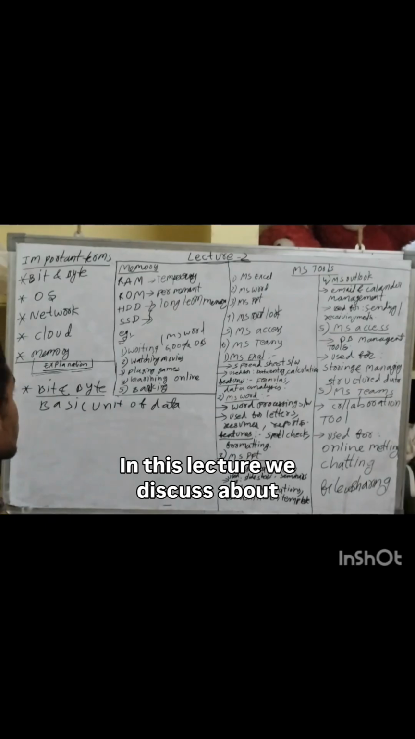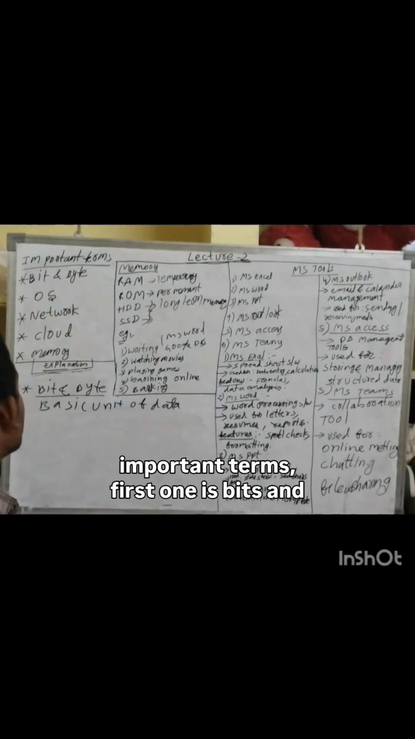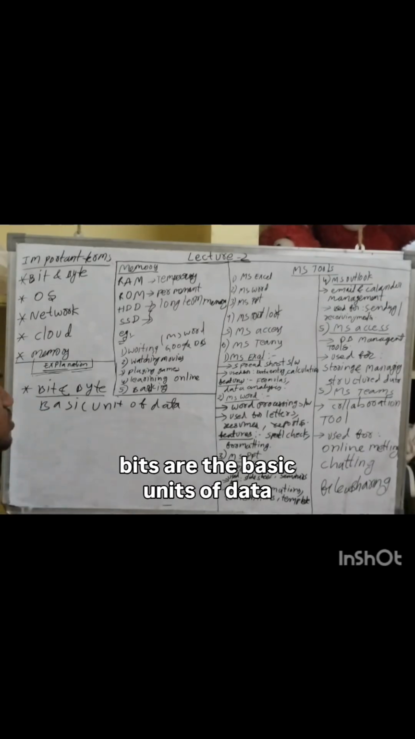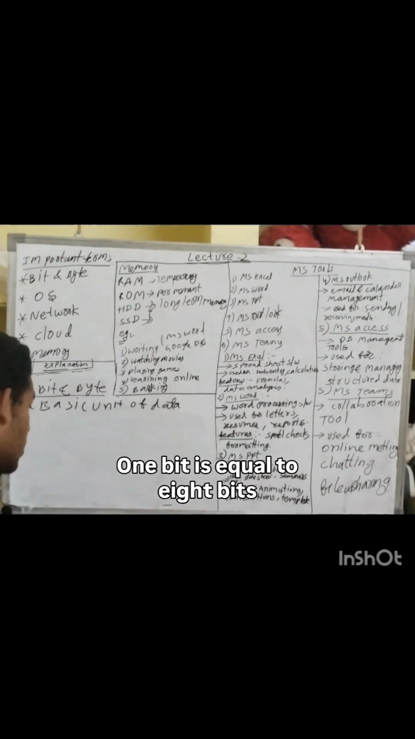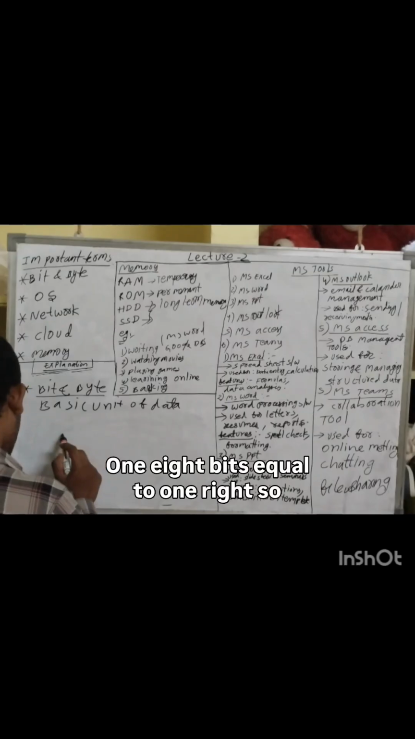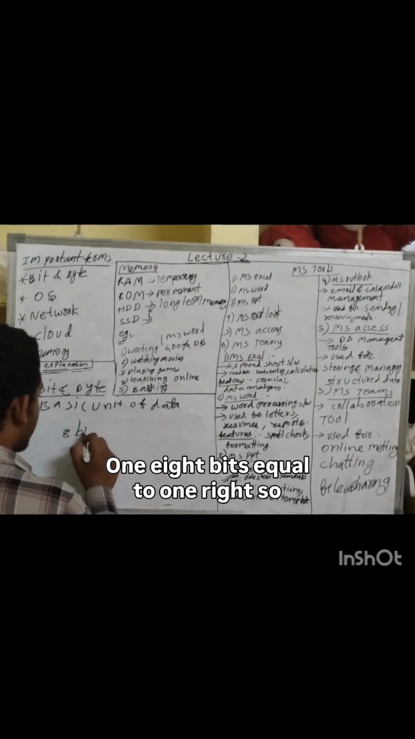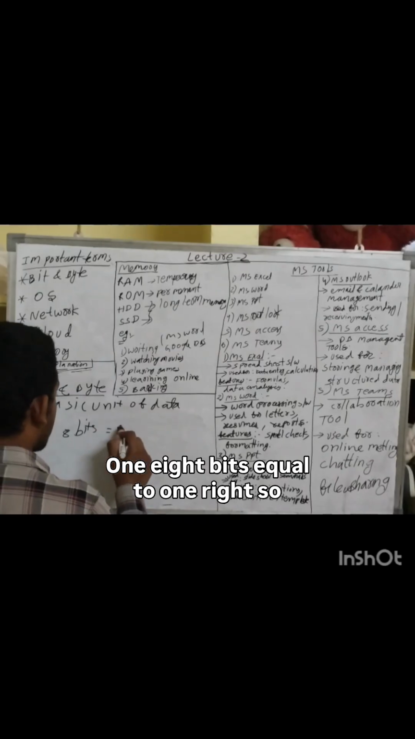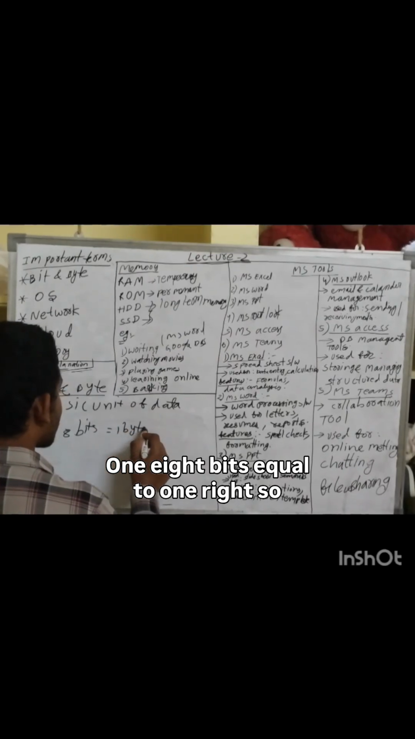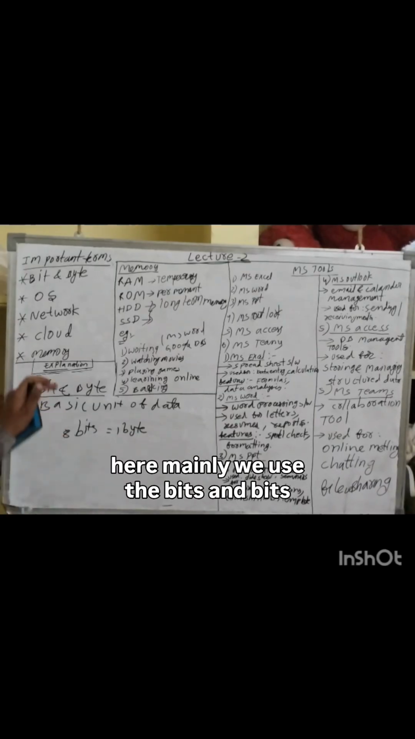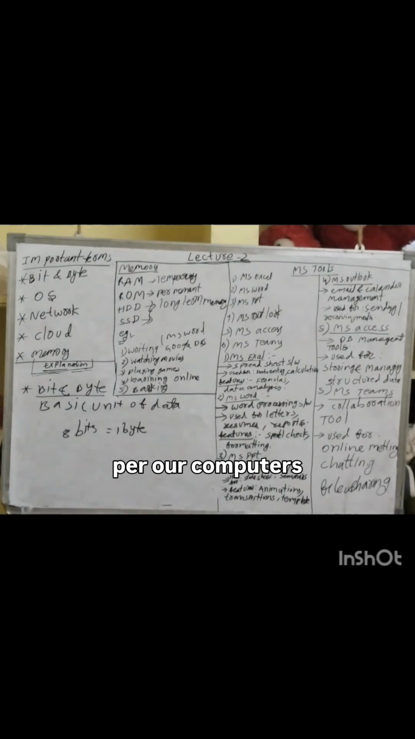In this lecture, we discuss the important terms. First one is bits and bytes. Bits and bytes are the basic units of data. Here, 8 bits equal 1 byte. So mainly we use bits and bytes for our computer.